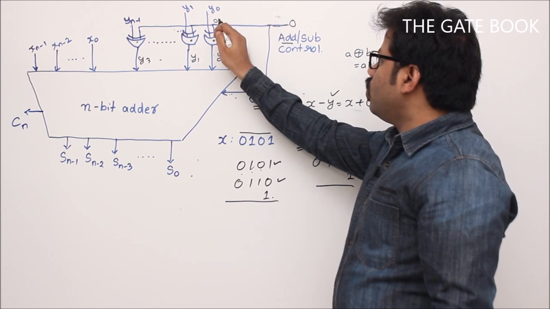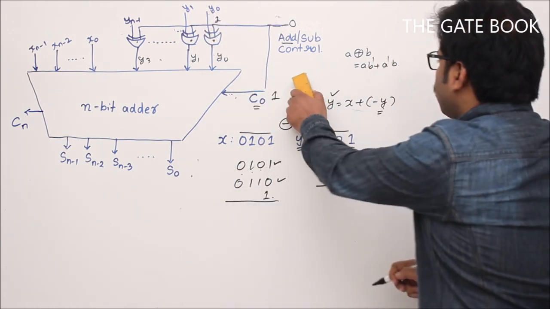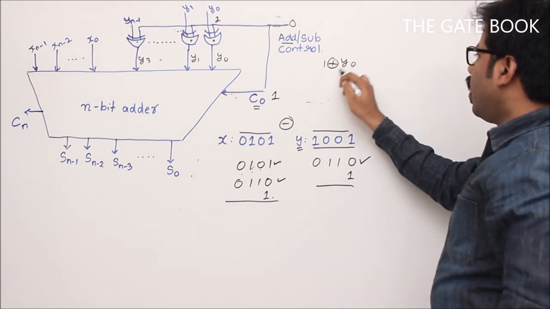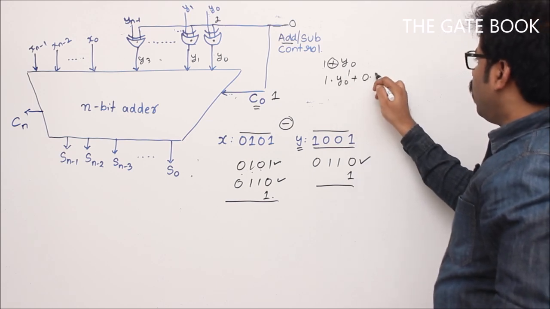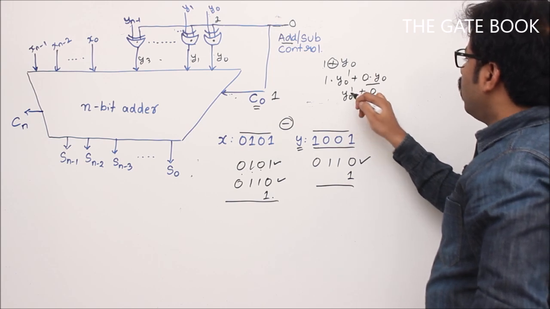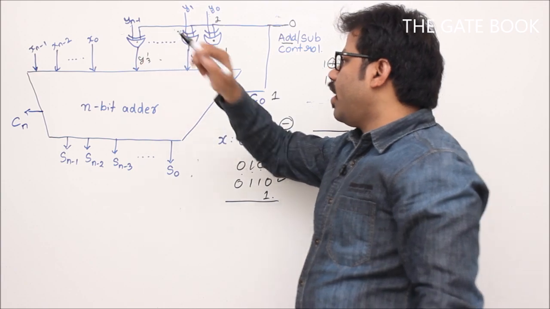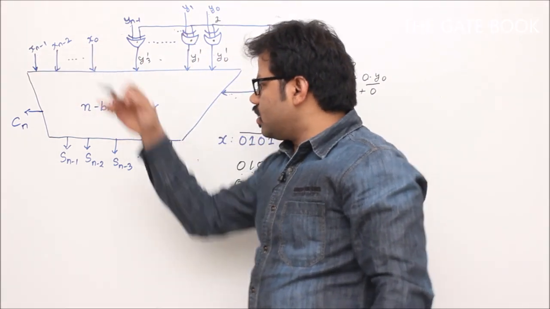Now when this 1 goes here, what is going to happen is 1 XOR y naught. So let's do 1 XOR y naught. 1 XOR y naught is nothing but 1 into y naught bar plus 1 bar, which is 0, into y naught. So 0 into y naught is 0, plus y naught bar. So here you get y naught bar, similarly y1 bar, so on to y3 bar. And x naught, x1 will be as they are.